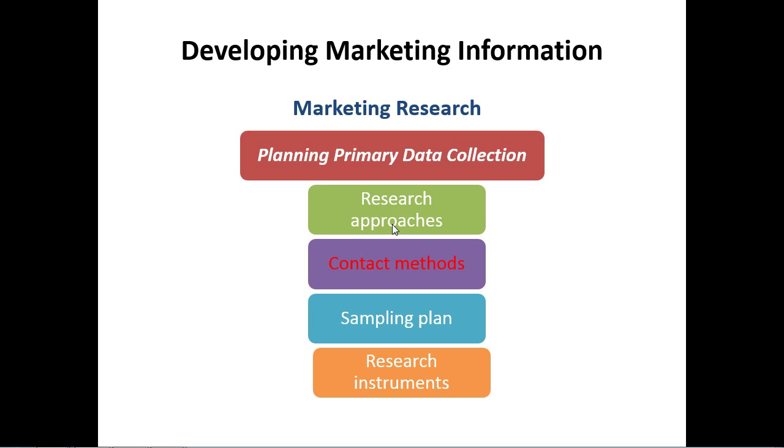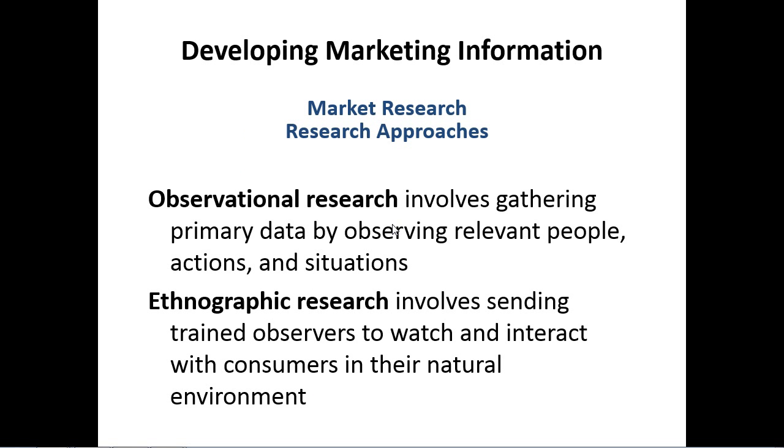So generally, in looking at the primary data collection process, we're going to talk about the various steps here in terms of figuring out the research approach and the different kinds of methods, the sampling plan, and then what kinds of instruments we could actually use. And we're going to take these one at a time.